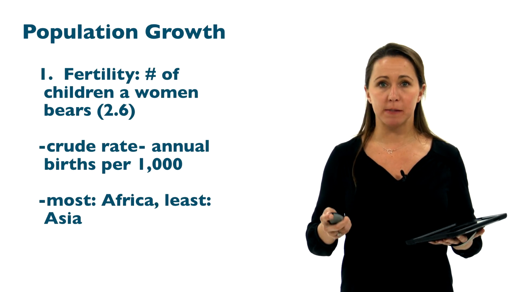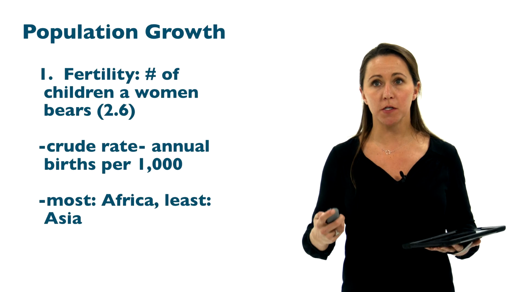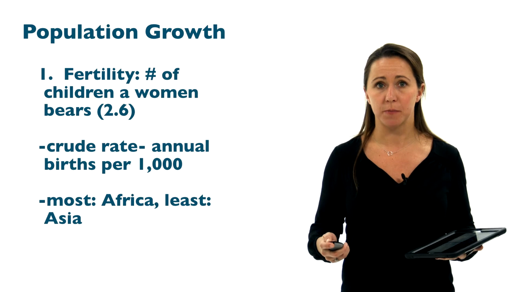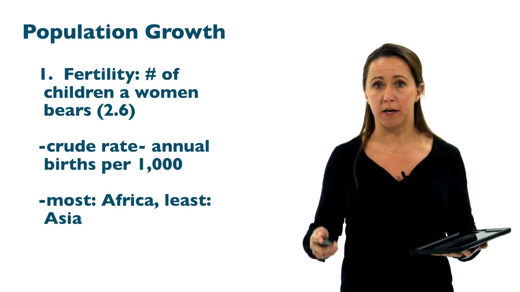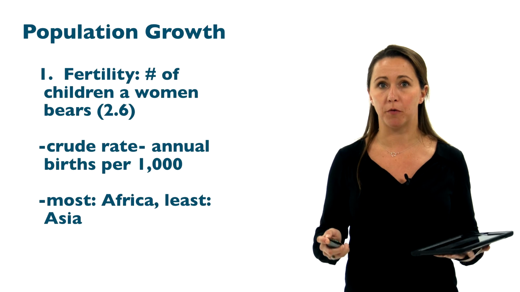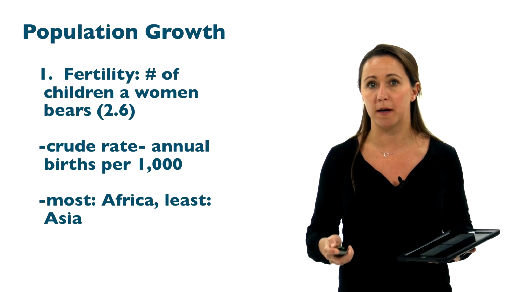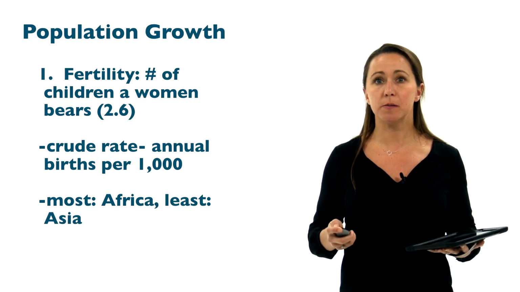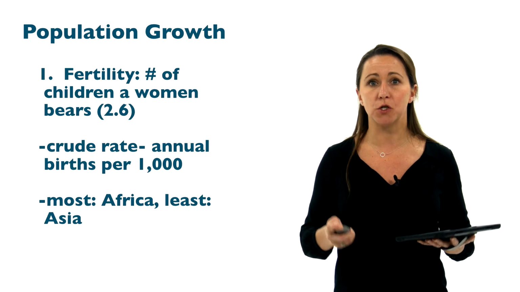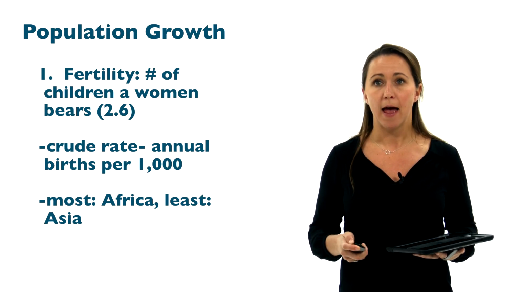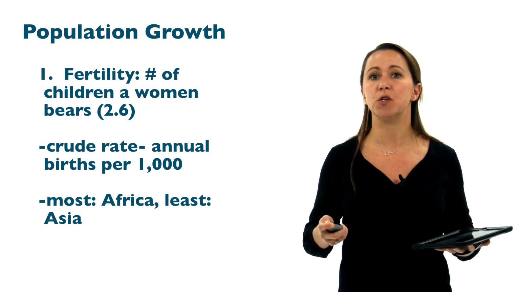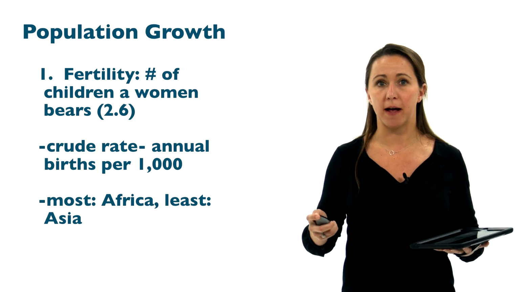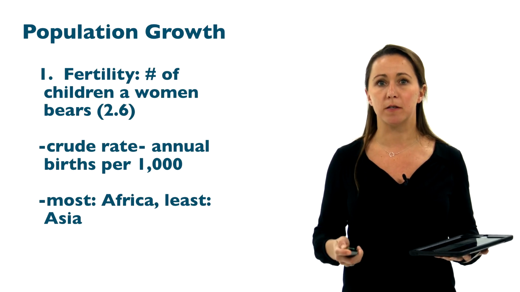Estimated population growth is based on 3 demographic variables. First, fertility rate. Fertility rate is the number of children that an average woman bears. So, to compute a country's fertility rate, demographers often look at the crude birth rate, or the annual number of births per 1,000 people. The overall fertility rate is 2.6. This means that the average woman throughout the world has 2.6 children in her lifetime. As compared to the United States, which is 2.1. The highest or largest birth rate is found in Africa, and the lowest is found in Asia.